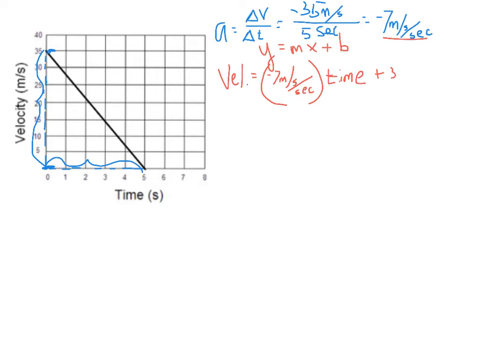Plus 35 meters per second. Got it. Now notice it's positive. Remember, the y-intercept is positive. Now the slope is negative, but the y-intercept is positive.